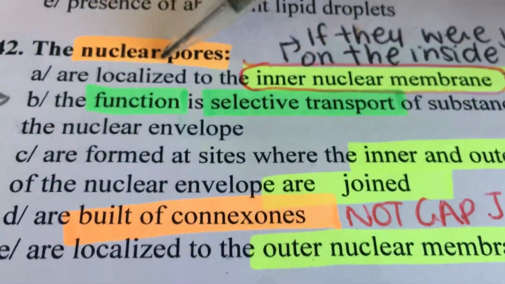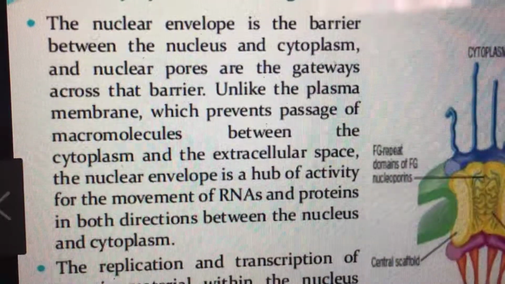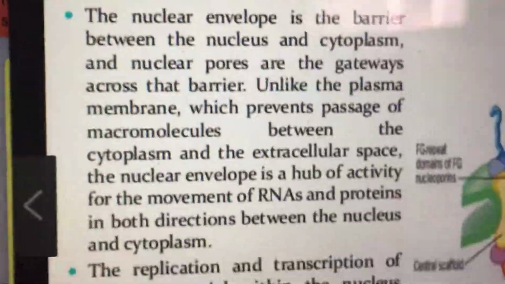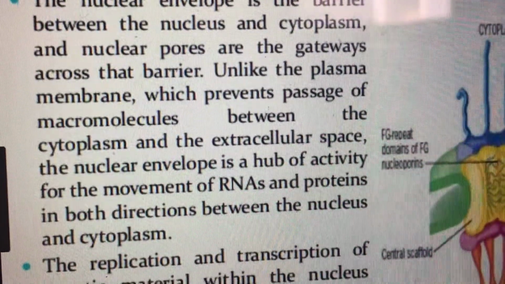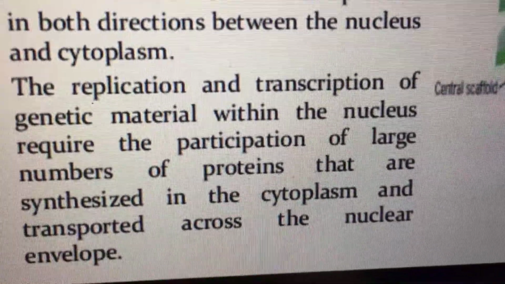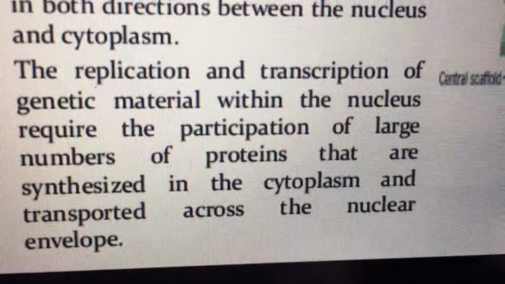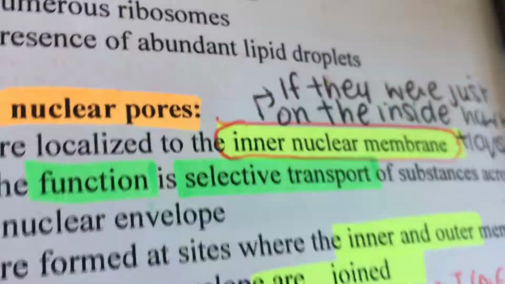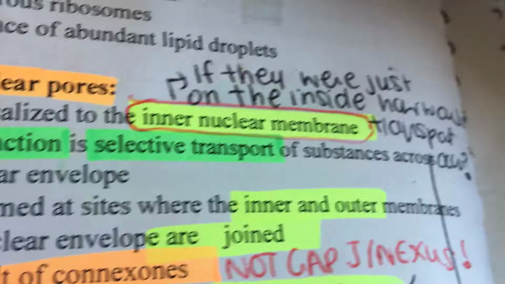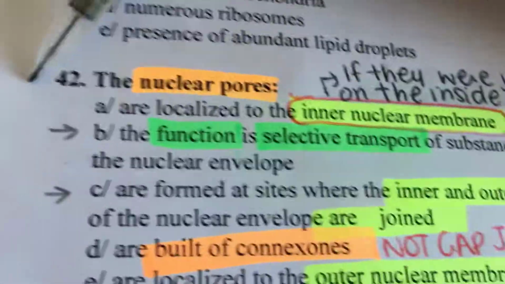Nuclear pores. Here is the structure of a nuclear pore complex. The nuclear envelope is the barrier between the nucleus and the cytoplasm. And the nuclear pores are the gateways across that barrier. Replication and transcription of genetic material within the nucleus requires the participation of proteins, and nuclear pores allow for this to occur. These are localized. If they were localized just on the inner nuclear membrane or just on the outer nuclear membrane, how exactly would it allow things to pass? So these are not true.